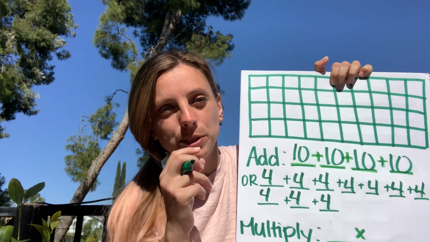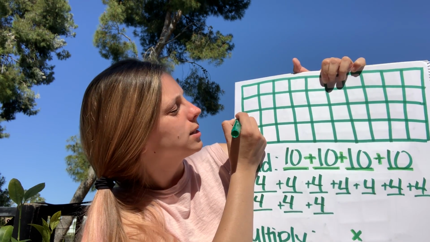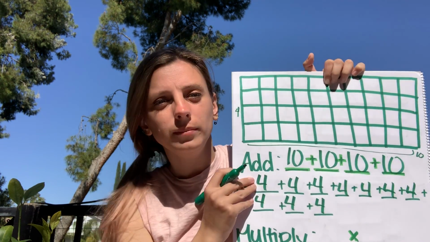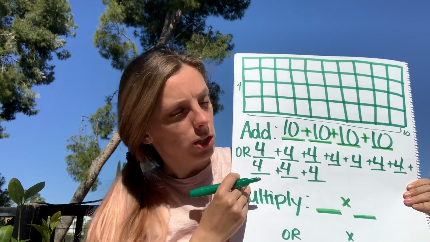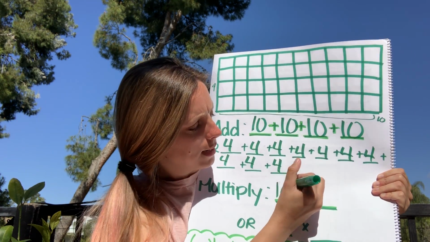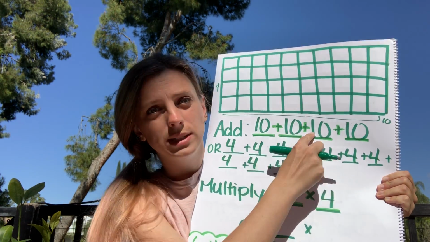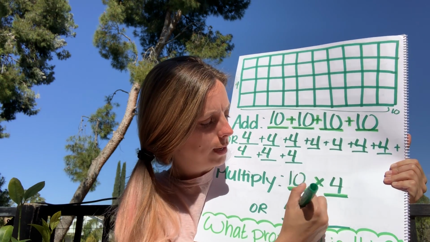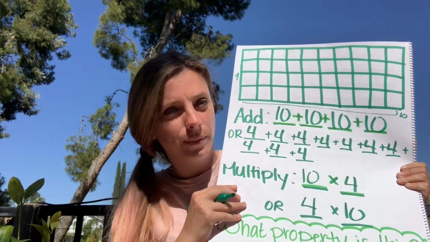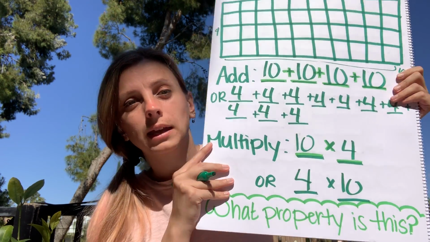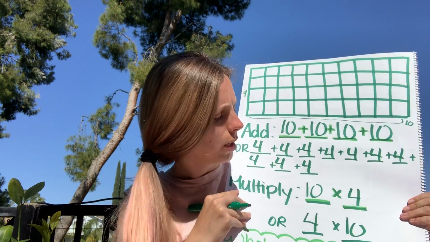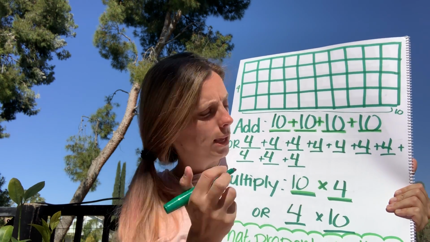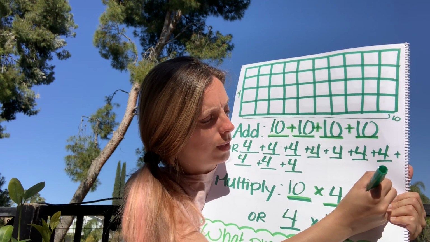So when I write that as a multiplication sentence, I'm looking at this side is 4, and this side here is 10. So I can write that two ways. You could either write 10 times 4 for those 4 groups of 10, or you could write 4 times 10 for the 10 groups of 4. Either way, we should get the same answer. So if I count 10 4 times, 10, 20, 30, 40, my answer is gonna be 40.